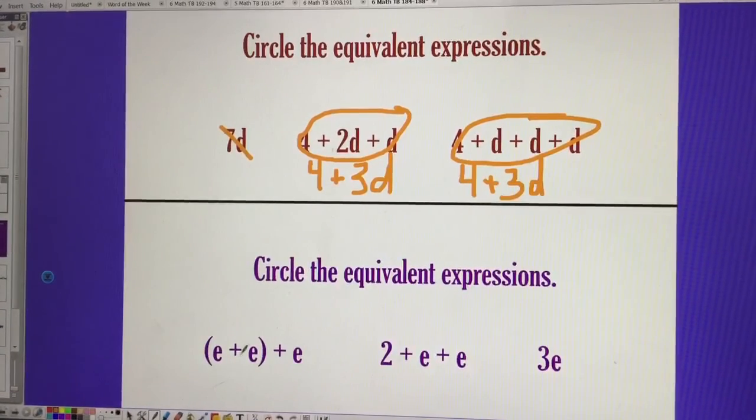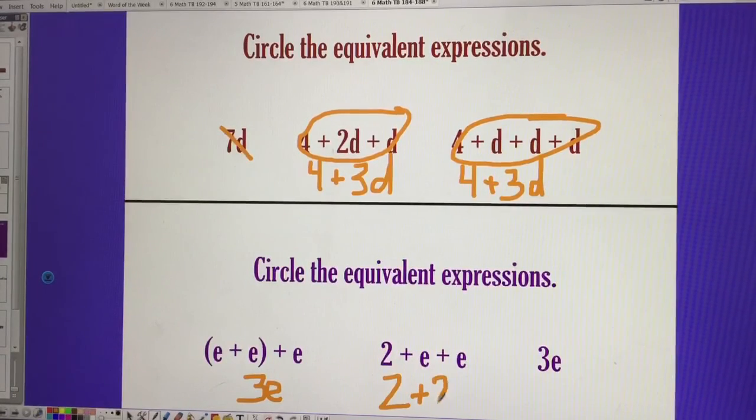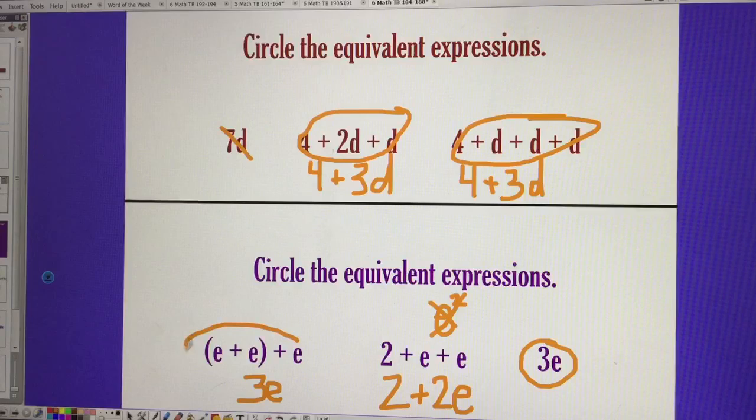The bottom one, circle the equivalent expressions. If we have 3 E's and we're adding them, really we have 3 E's. This is a 2 out in front, that 2 is plain, plus E plus E is 2 E's. The reason that's not E squared is because we're not multiplying. If we were multiplying, that would be E squared. However, we are adding, so we have 1 E plus 1 more E, we end up with 2 E's. This one is as simple as it can go. So you can see that these two are the equivalent expressions. All right, let me know if you need any other help. Good work.